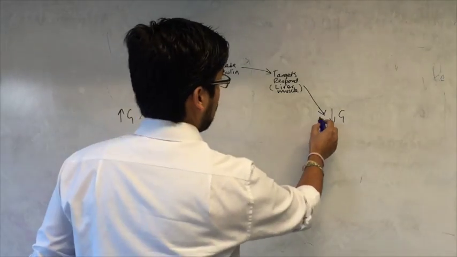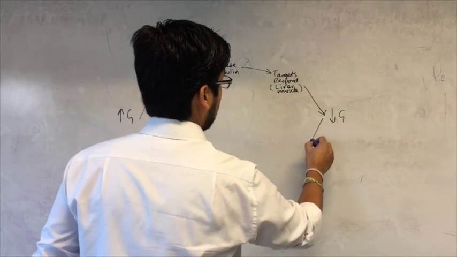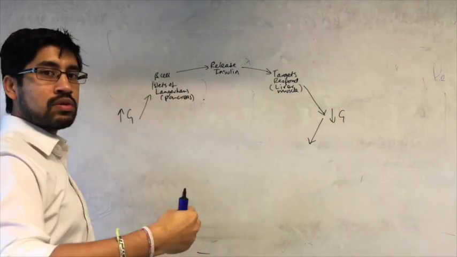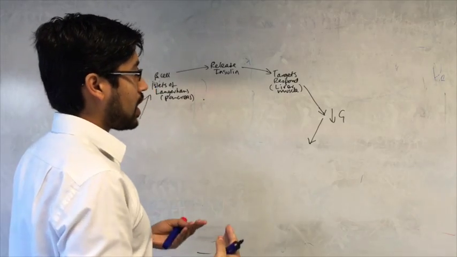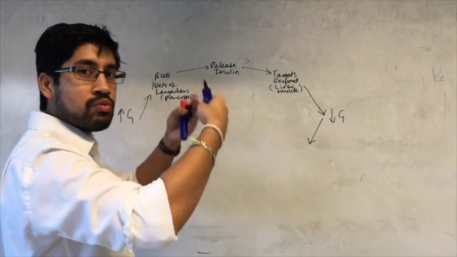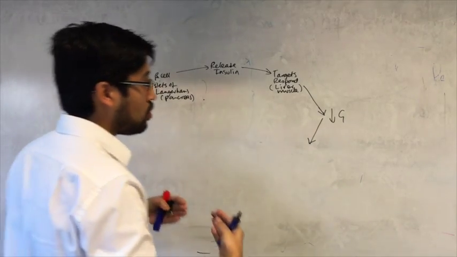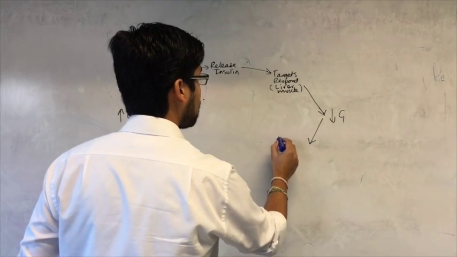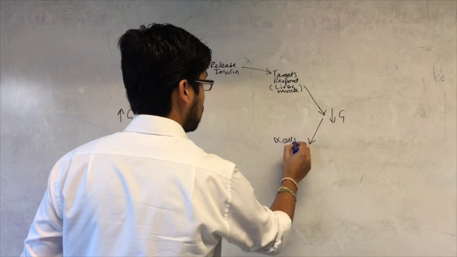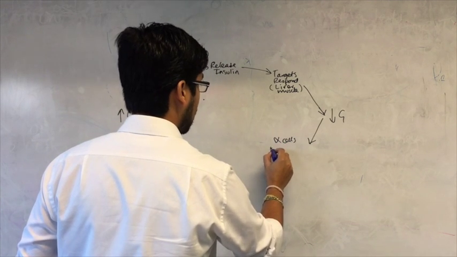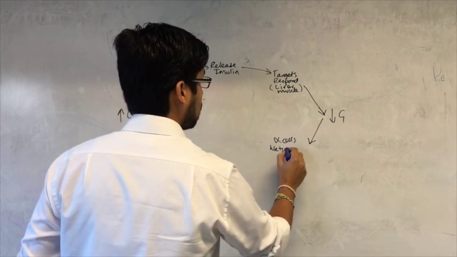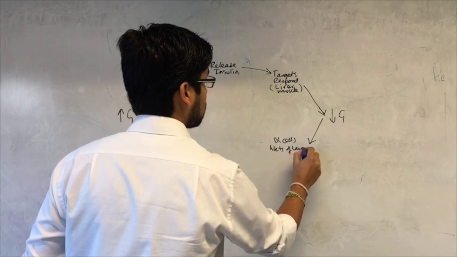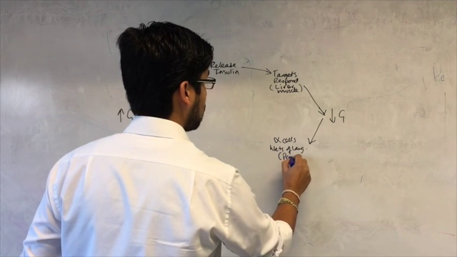Now, this process will continue to happen, and at some point the blood glucose levels will get too low. In that case, it is detected by the alpha cells of the islets of Langerhans of the pancreas.